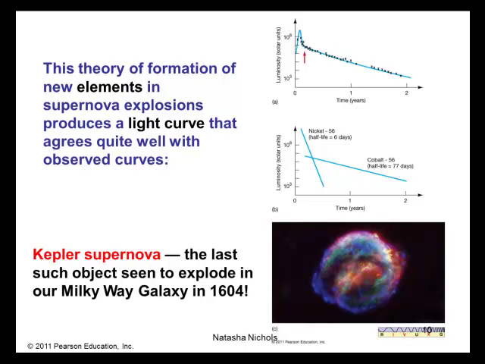Frame C is a composite image of the remains of the Kepler supernova. The Kepler supernova is the last supernova seen to explode in our own galaxy, and it happened in 1604. The bubble-shaped debris field resides about 3,000 parsecs away. It's about 4 parsecs across, and it's expanding at 2,000 kilometers per second. X-ray data are blue and green, infrared data are red, and the optical data are yellow.